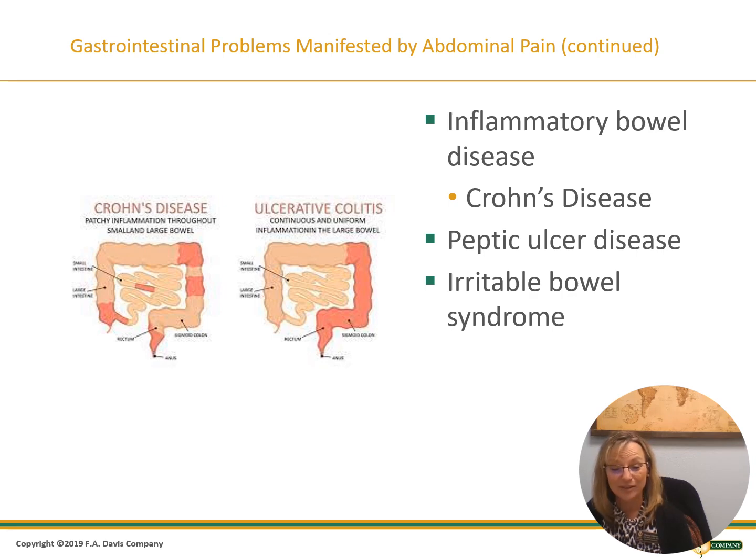IBS is not going to kill them. It may make them pretty darn miserable, but it's not nearly as serious like the ulcerative colitis and Crohn's disease. IBS, irritable bowel syndrome, does not cause changes in the bowel tissue or increase the risk for colorectal cancer like ulcerative colitis and Crohn's disease.